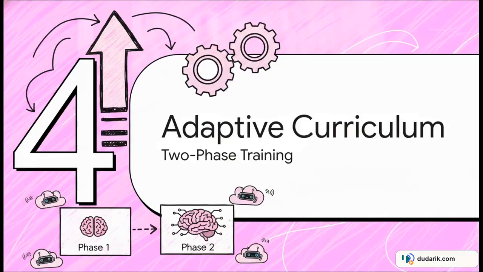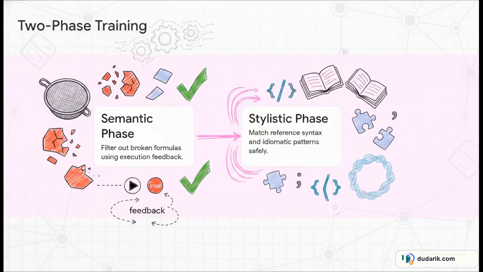Section 4, adaptive curriculum. It uses a very deliberate two-phase training approach. To keep the model from getting overwhelmed, they don't just throw it into the deep end. Phase 1 is purely about survival. Semantic correctness. Does the formula run without throwing an error? It uses execution feedback as a hard filter to toss out broken code. Then, once it stops generating errors, it graduates to Phase 2, stylistic refinement. This is where it learns to write clean, idiomatic code matching the reference syntax, ensuring stable learning without punishing those valid variants we just talked about.